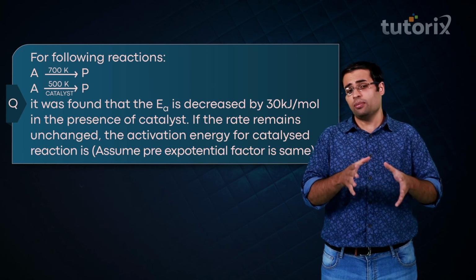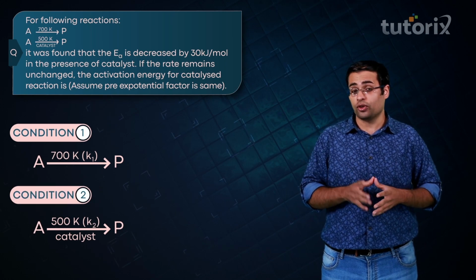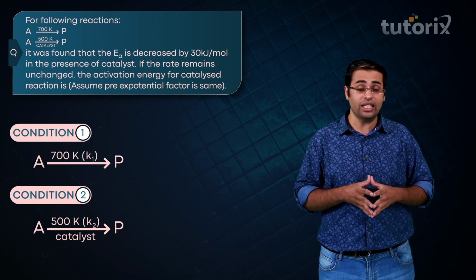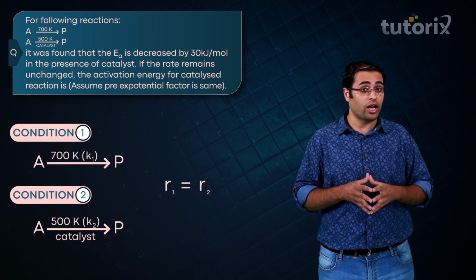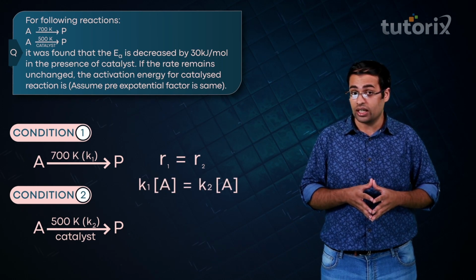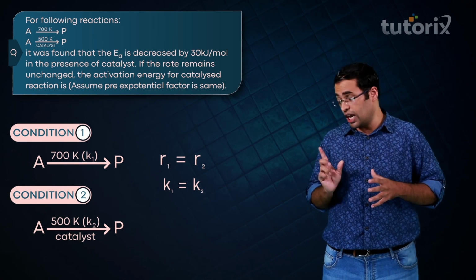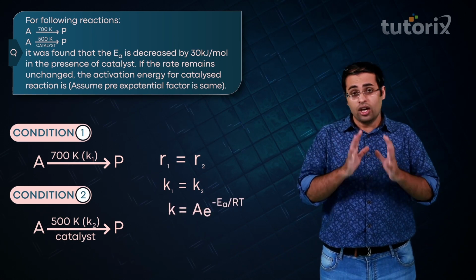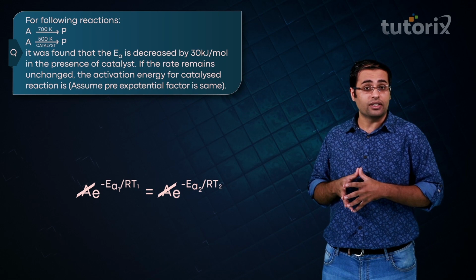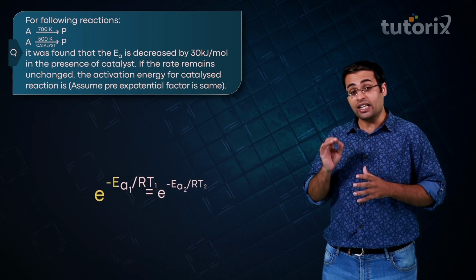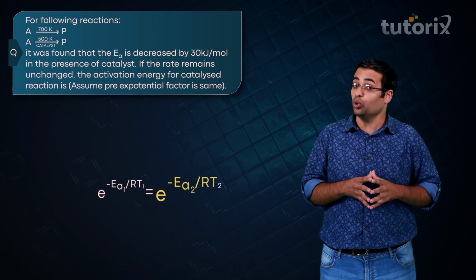Now we have the same reaction being carried out in two different conditions, condition 1 and condition 2. So let the rate constant for the first reaction be K1 and for the second reaction be K2. Now we have been also given that the rate R1 equals R2, and because concentration of A remains constant, it simply means that K1 will be equal to K2. And we know the expression for K from Arrhenius equation is given like this. Using this expression in this equation and then cancelling out the common factors, finally we get e raised to the power minus EA1 by RT1 equals e raised to the power minus EA2 by RT2.